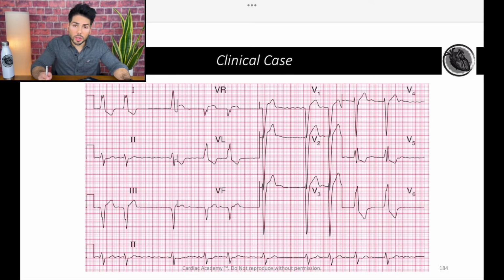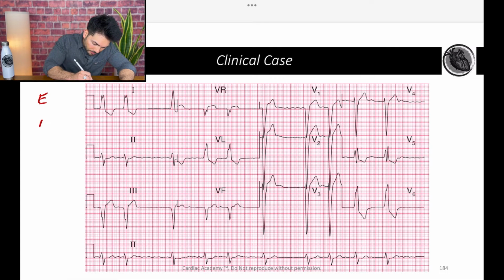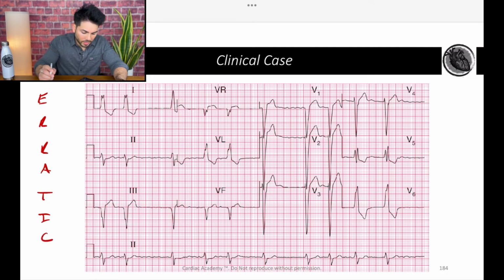All right, let's do an EKG together. As always, let's follow our mnemonic. Let's be systematic. Remember, be systematic, not erratic. So ERRATIC is our mnemonic. E is for EKG, and then we have the first R, which is for rate. So how do we calculate rate? We have two methods. If you need a refresher on how to do that, I'll put the link in the description box below so you can refresh on that topic.